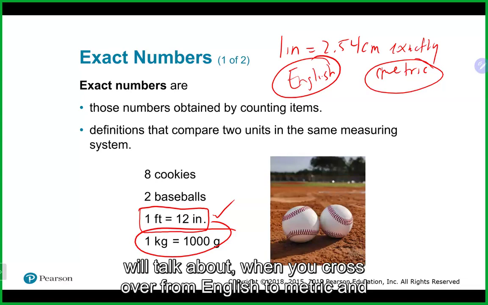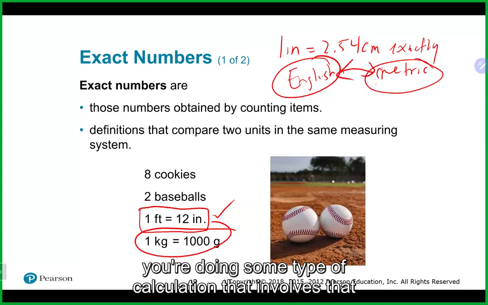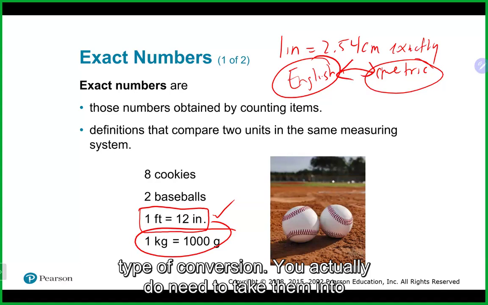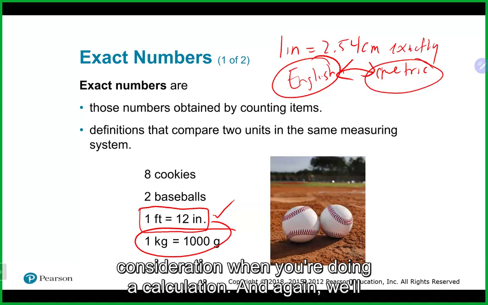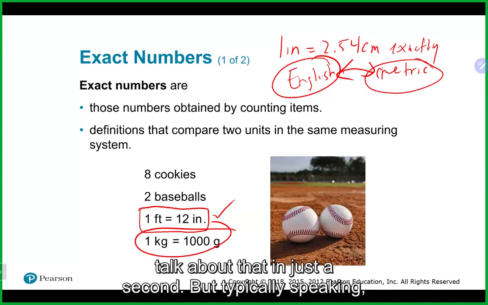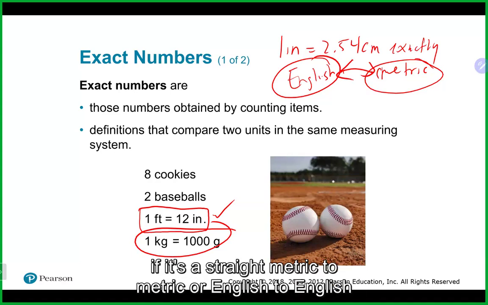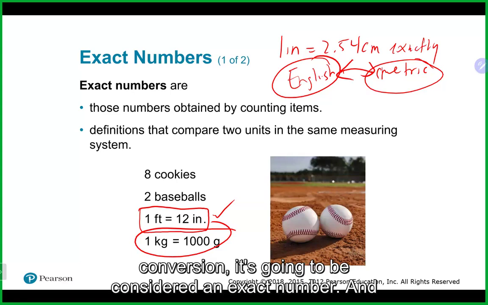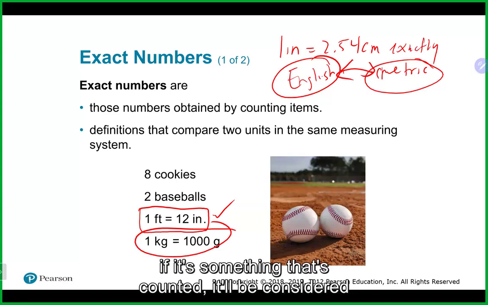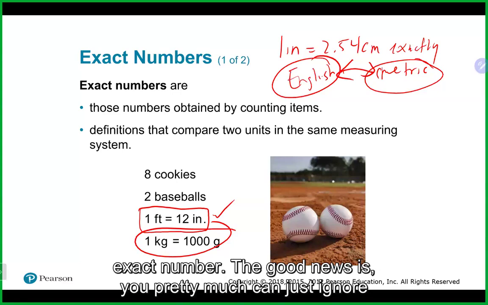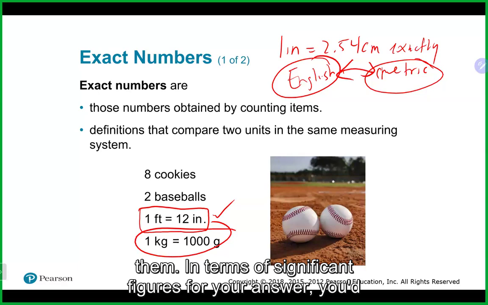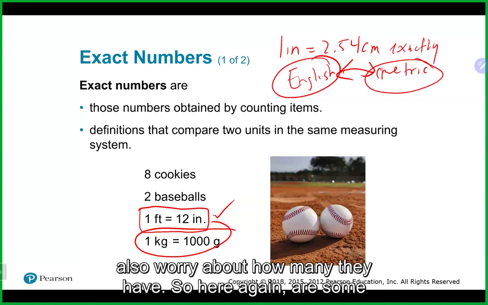It is only, as we will talk about, when you cross over from English to metric and you're doing some type of calculation that involves that type of conversion, that you actually do need to take them into consideration. And again, we'll talk about that in just a second. But typically speaking, if it's a straight metric to metric or English to English conversion, it's going to be considered an exact number. And if it's something that's counted, it'll be considered an exact number. The good news is you pretty much can just ignore them in terms of significant figures for your answer. You don't have to worry about how many they have.